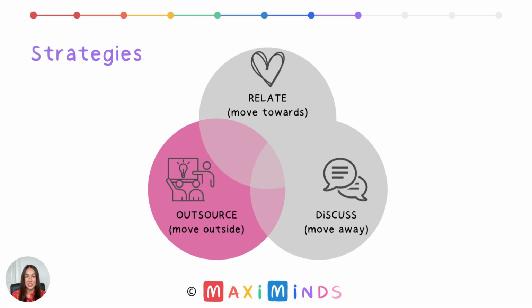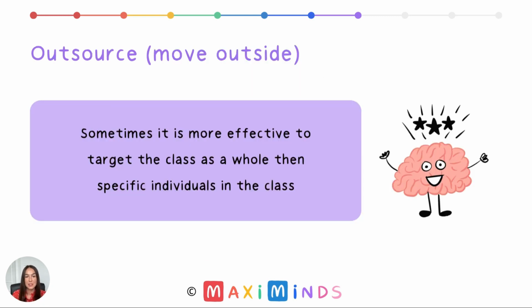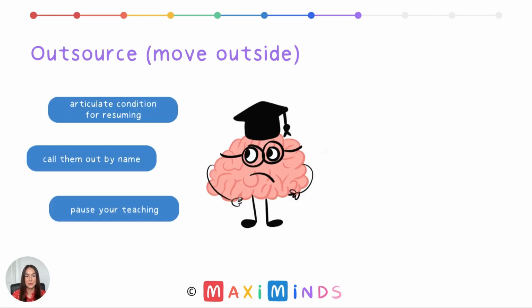So further to relate, looking at outsource. So move outside that particular student that's being disruptive. Sometimes it is more effective to target the class as a whole than specific individuals in the class. And we'll look at why this is. So what does this look like? It might be pausing your teaching, again, calling them out by name, and articulating the condition for resuming teaching. So for instance, sorry class, we can't move on until X person stops doing whatever they're doing, etc.